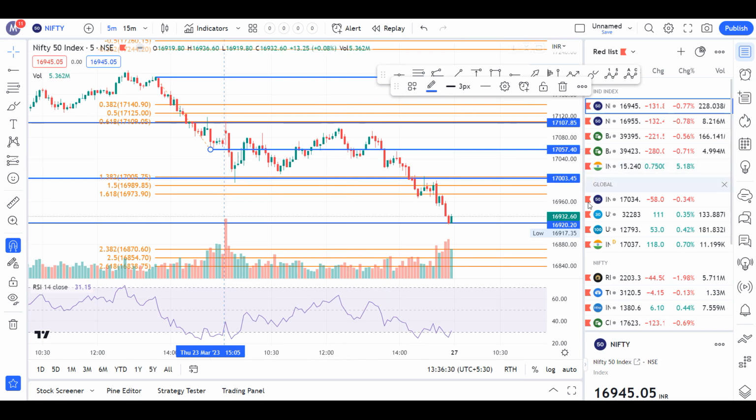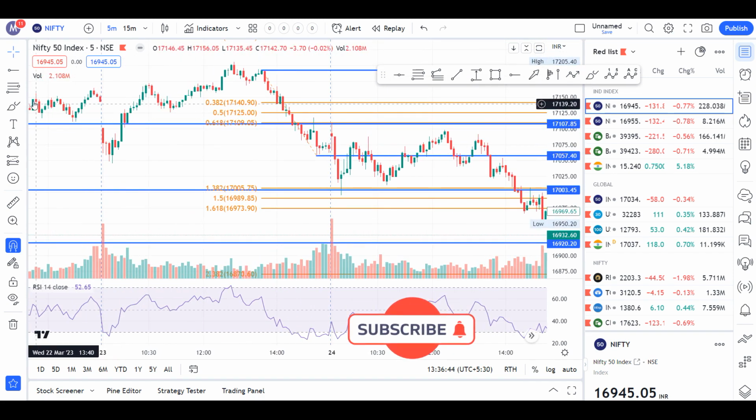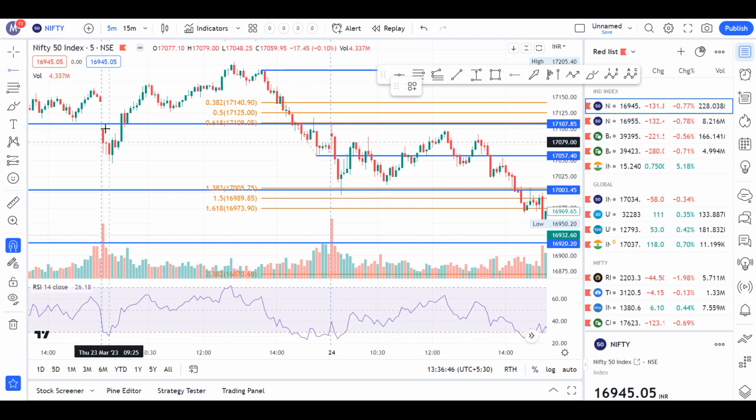That is again a separate thing. Whether you want to follow it or not depends on you, but these are the basic support and resistance levels we will get. However, what we are doing is marking the first 5 minutes high and low.